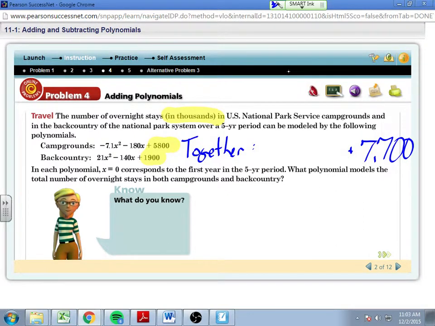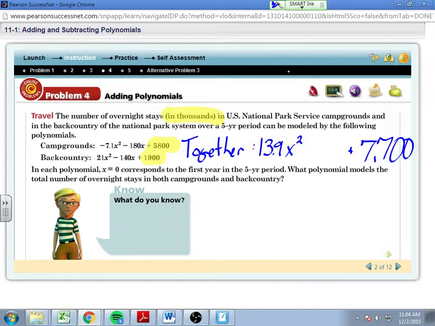Mackenzie, what else can we combine? The 21x squared and negative 7.1x squared. Essentially that's going to be a difference. What do you get when we do that? 13.9. 13.9x squared.